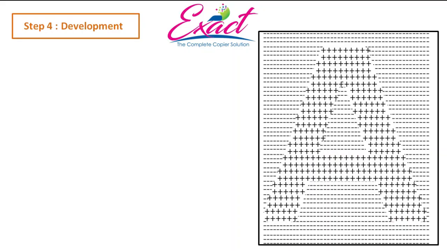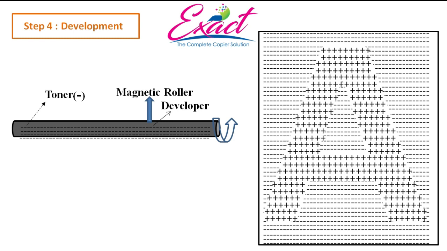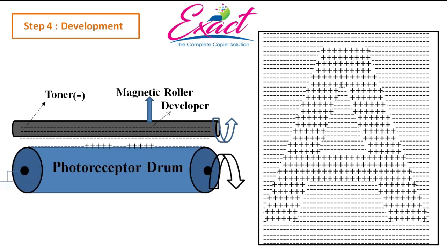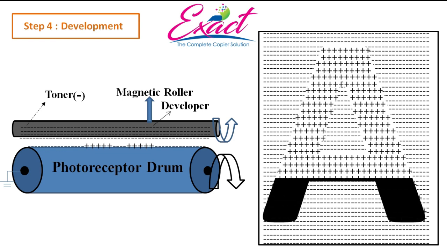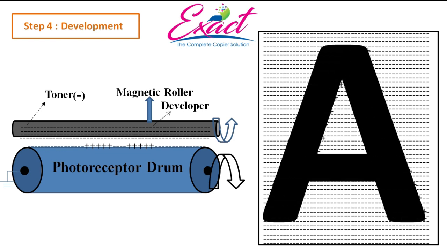Step 4. Development. In this step, the discharged electrostatic image or latent image is developed with the help of toner. Wherever there is discharge on the photoreceptor, the negatively charged toner is attracted and gets stuck on it. This is digital technology, friends. So it is discharged area development, DAD. Thus, the invisible charged latent image is developed into a visible toner image on the photoreceptor.